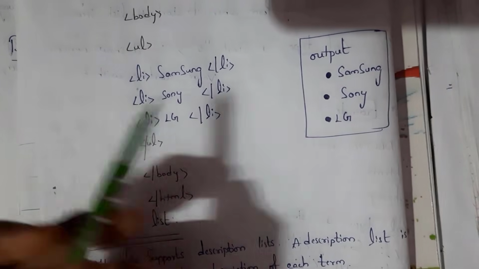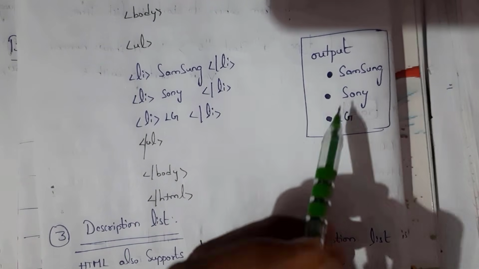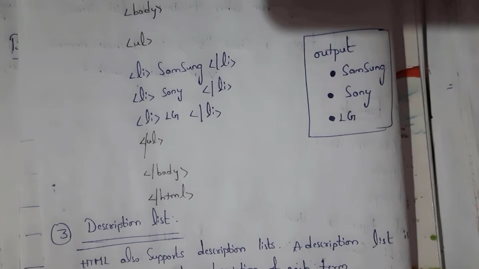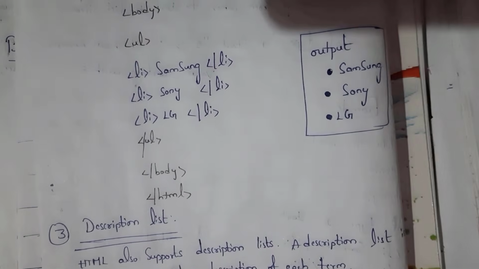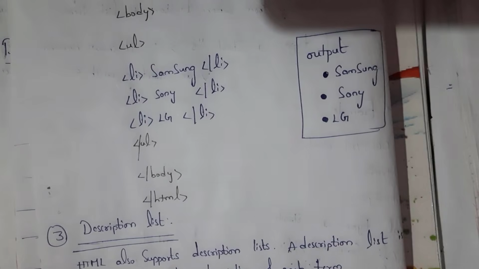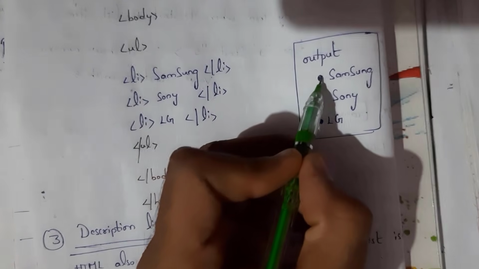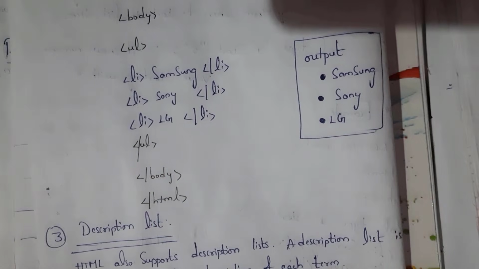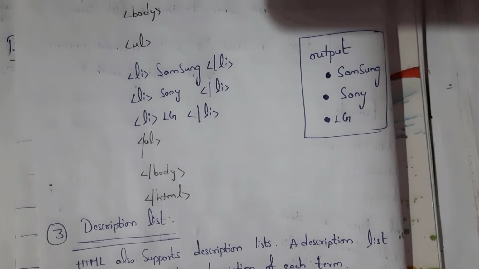In an ordered list, the output is going to be numbered like 1, 2, 3. But in an unordered list, there is no sequence of numbers. It is going to be represented like bullet points. There is no numbering in this unordered list. The output is generated with bullet points. This is an example of an unordered list.